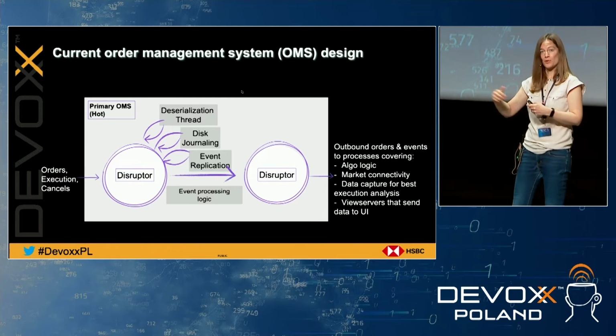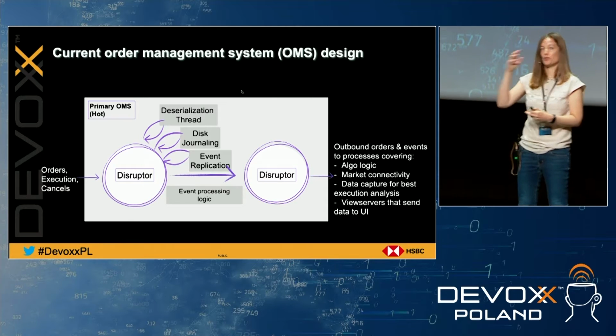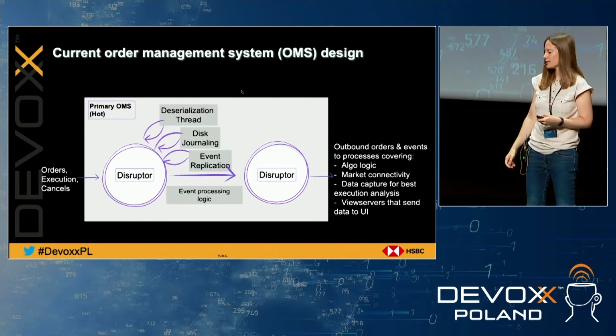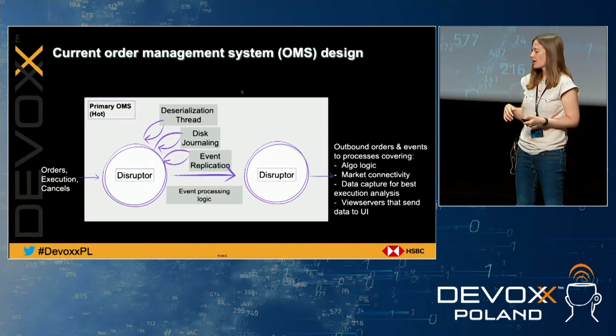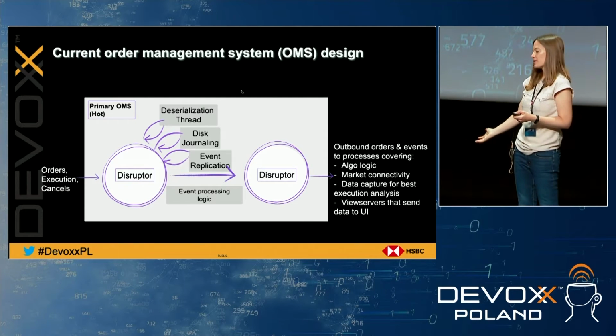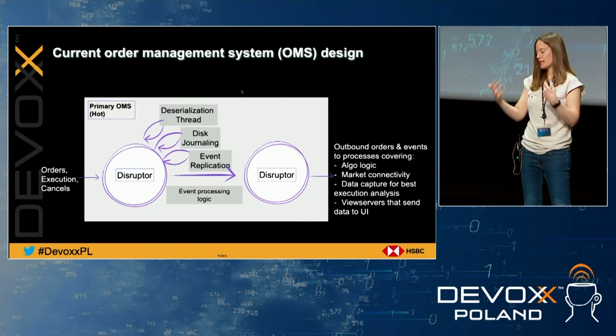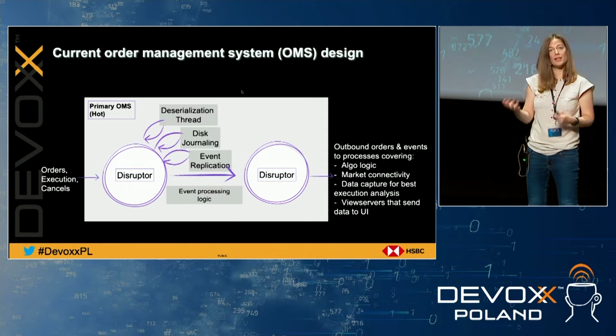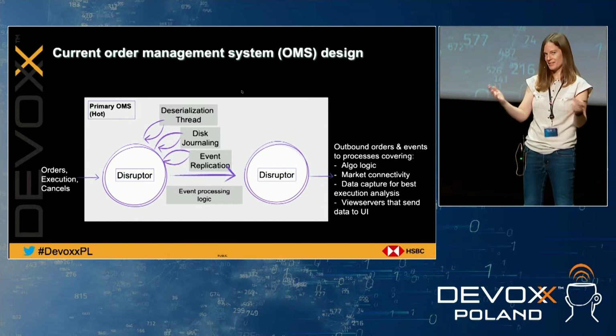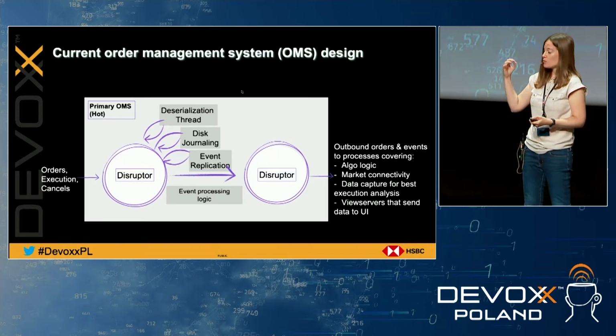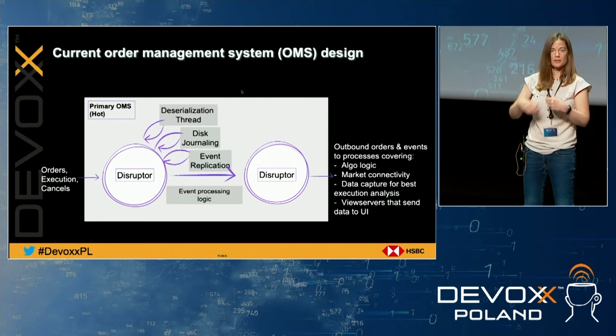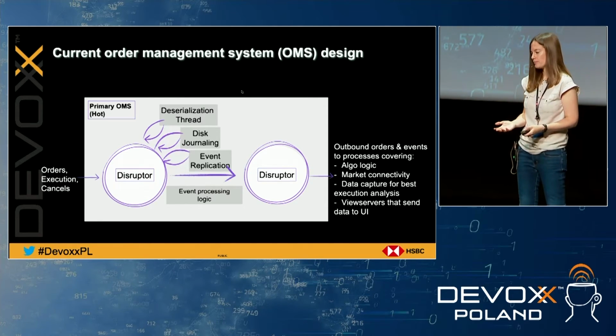Obviously, we've got services which are actually market connectivity, to different exchanges to actually trade and send back ACKs and fills. We also have processes that deal with data capture. We use KDB for best execution analysis, very important, highly regulated industry. And then we've, of course, got view servers as well for pushing data to the UI.